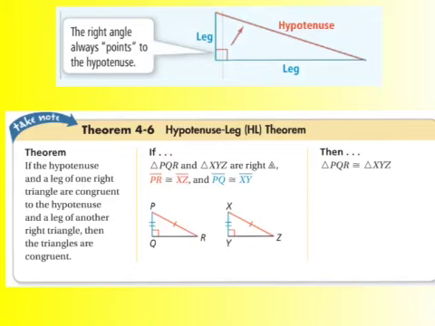This theorem says if the hypotenuse and a leg of one right triangle are congruent to the hypotenuse and a leg of another right triangle, then the triangles are congruent. So, in a right triangle, the side opposite the right angle is called the hypotenuse. This is the longest side in the triangle. The other two sides are called the legs.